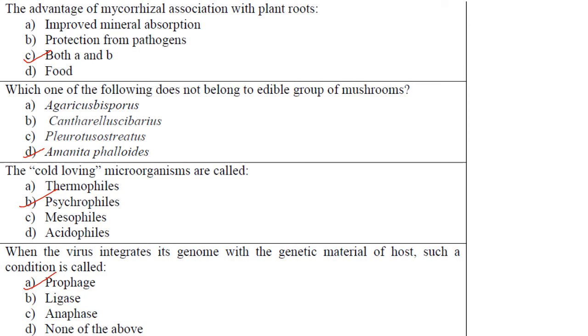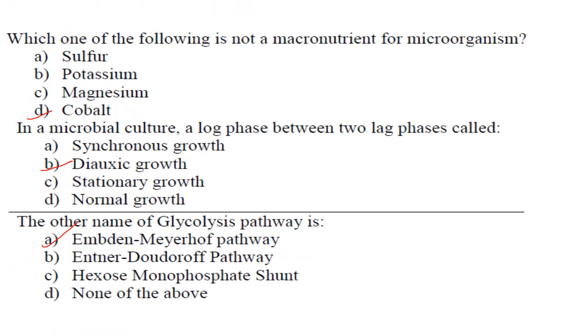Then the cold loving microorganisms are called psychrophiles. Answer is option B. When the virus integrates its genome with the genetic material of host, such a condition is called as prophage. Answer is option A. Then which one of the following is not a macronutrient for microorganism? It is cobalt. Answer is option D.